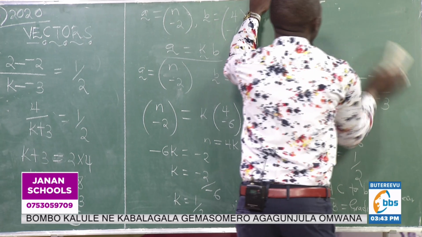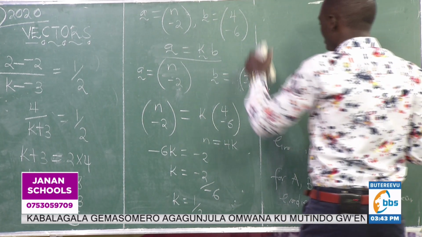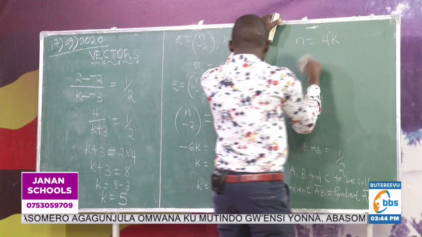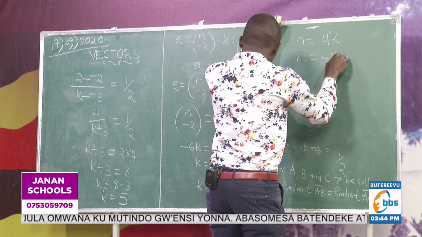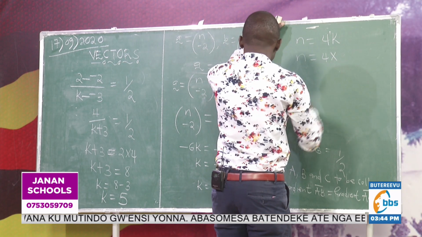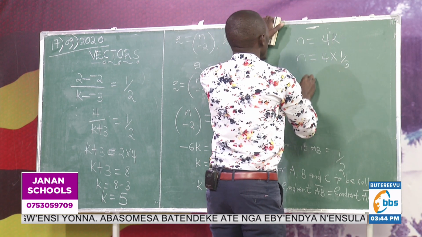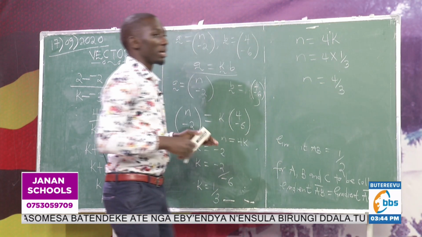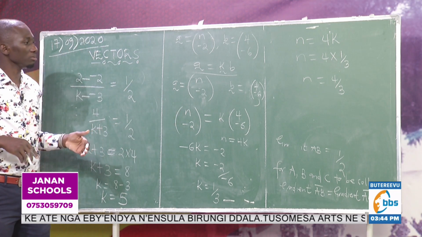Yeah, so these numbers, please never fear such numbers. If you understand the concept, use it. So I also have n equals 4k. I already have my k, so my n will be equal to 4 times my k, which is now a third. It means my n will be equal to 4 out of 3. That would be my n.